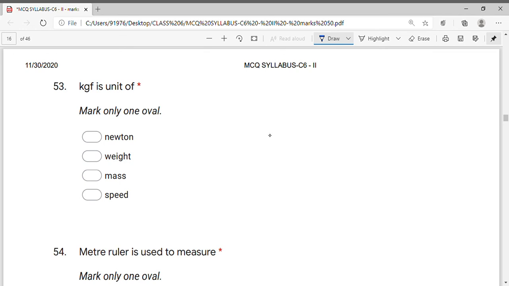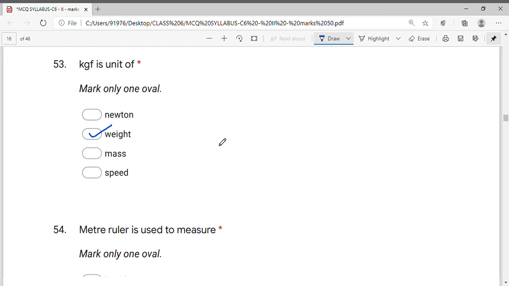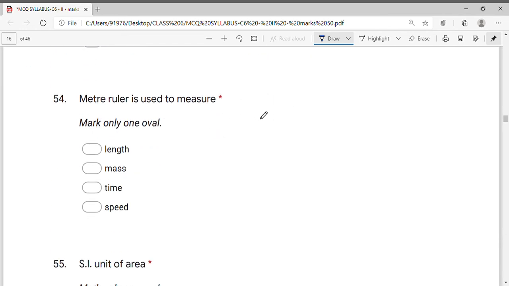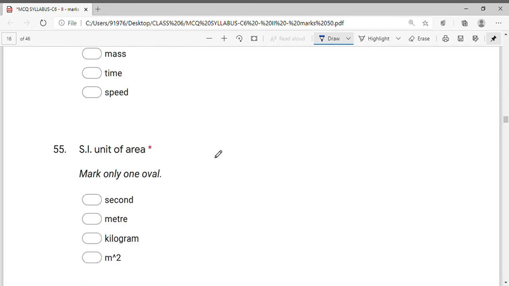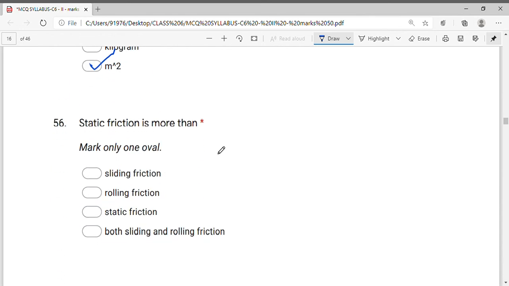Kilogram force is a unit of weight. Weight is nothing but force, and Newton itself is a unit. Mass and speed, no. So kilogram force is for weight. Meter ruler is used to measure length. SI unit of area is meter square. We have already discussed this, so it is getting repeated. Consider it to be more important.